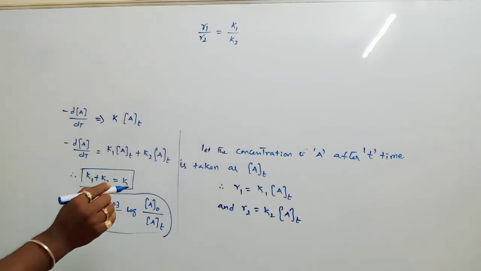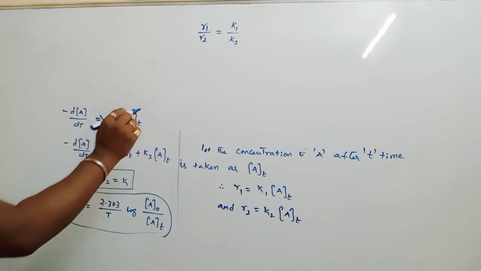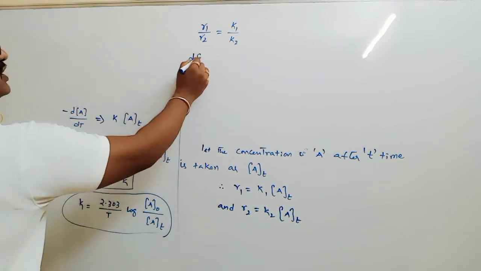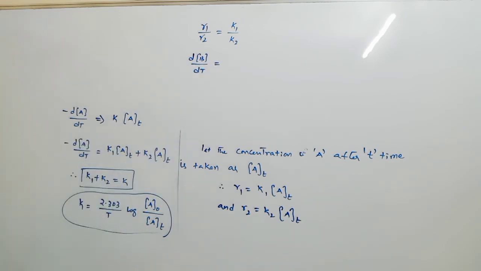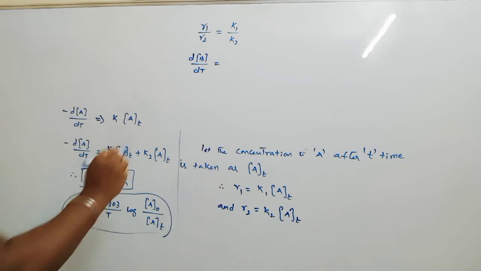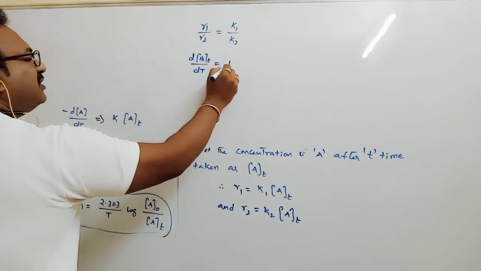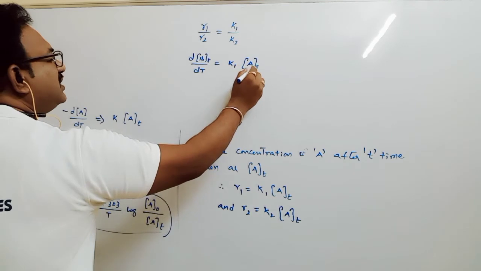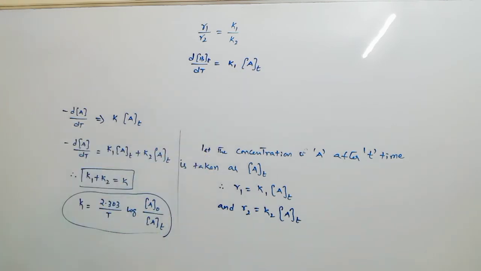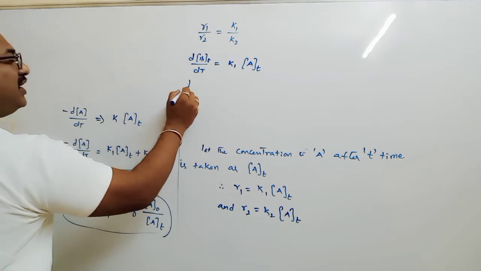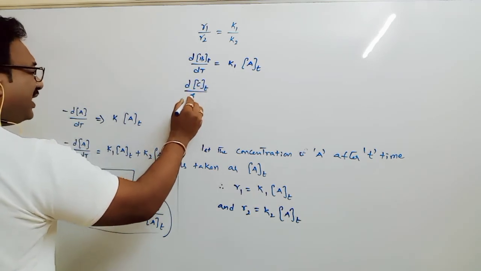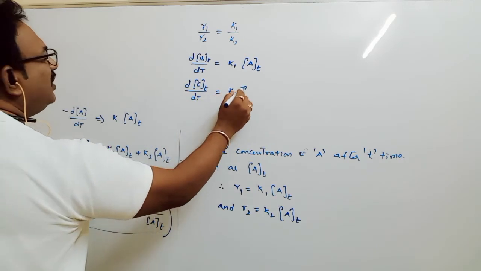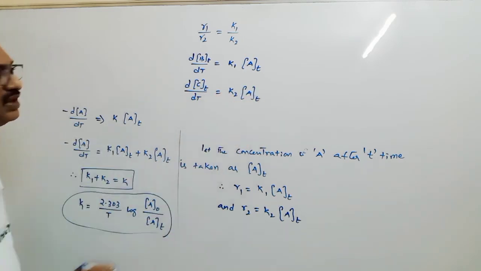And one more important aspect. D concentration of B by dt is equal to K1 into concentration of A at t time. Like that, with respect to C also you can write d concentration of C at t time by dt is equal to K2 into concentration of A at t time.